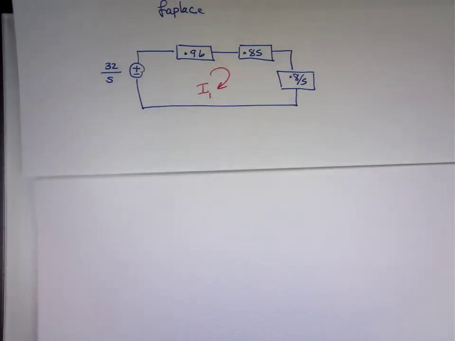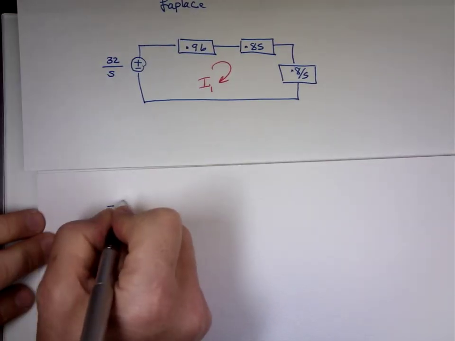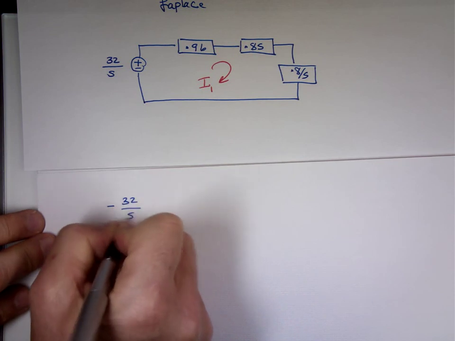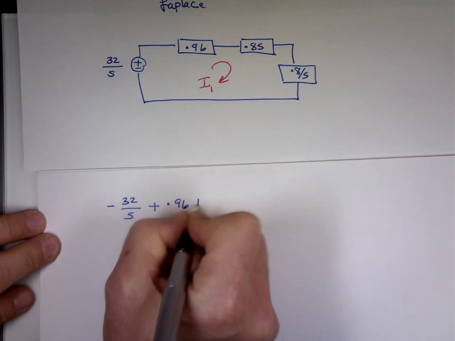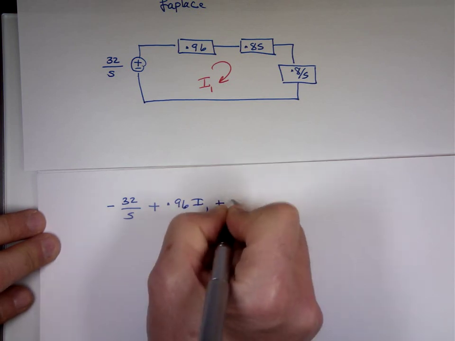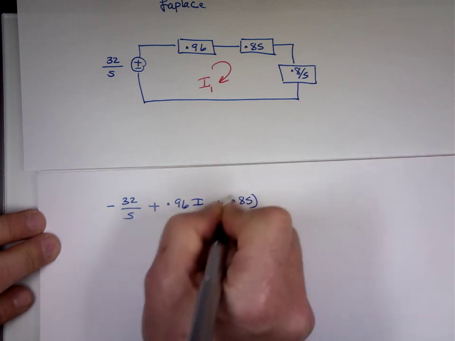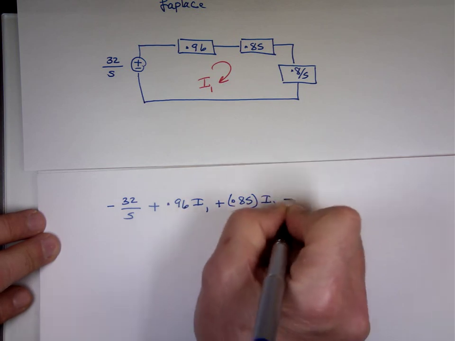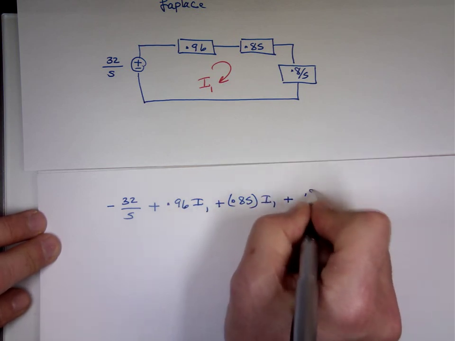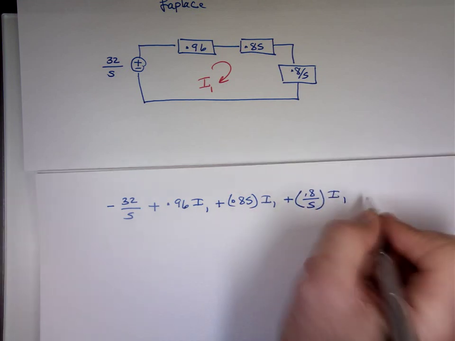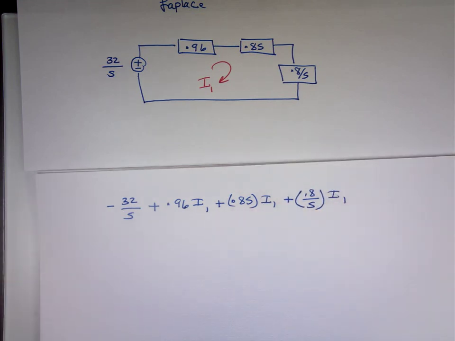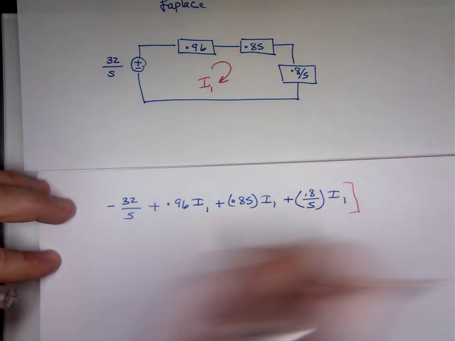Negative 32 over S plus 0.96 times I sub 1 plus 0.8 S I sub 1 plus 0.8 over S times I sub 1. I'm not a fan of fractions, so guess what? Before I do anything, I will multiply everything by S to get rid of the fractions.